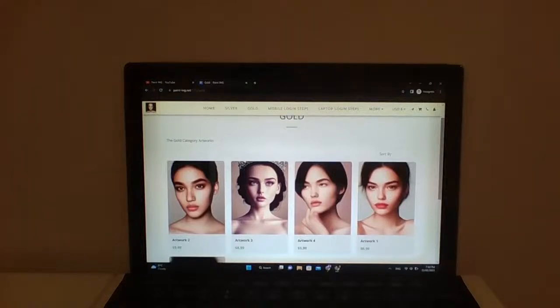The artworks in the gold category are a bit more expensive than the ones in the silver category, but not by much.